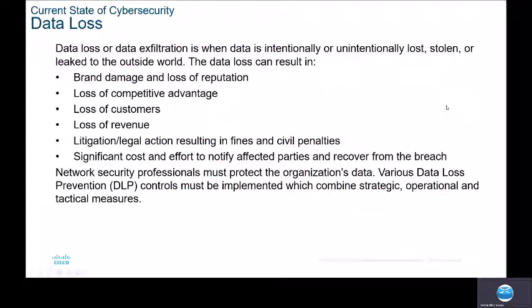All right, data loss or data exfiltration is when data is intentionally or unintentionally lost, stolen or leaked to the outside world. The data loss can result in brand damage and loss of reputation, loss of competitive advantage, loss of customers, loss of revenue, litigation, legal action resulting in fines and civil penalties, significant cost and effort to notify affected parties and recover from the breach. Network security professionals must protect the organization's data. Various data loss prevention controls must be implemented, which combine strategic, operational, and tactical measures.